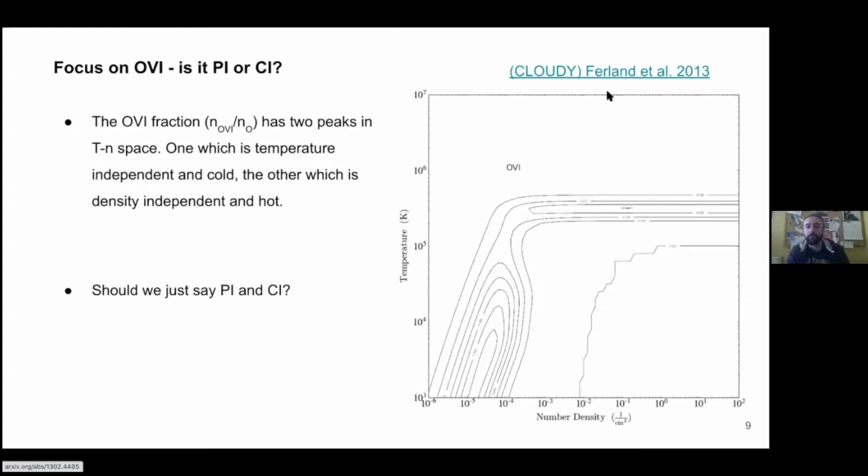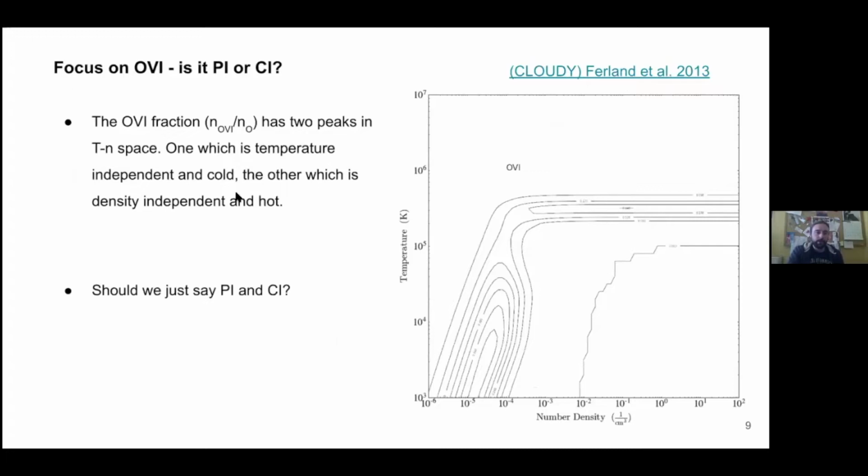So this is an output from Cloudy, which is software that, among other things, can calculate the ionization fractions of different ions as a function of temperature and density. And what it gives us, if we do that, is a contour plot. So kind of like a topographical map, this is the peak, and this is a second peak.